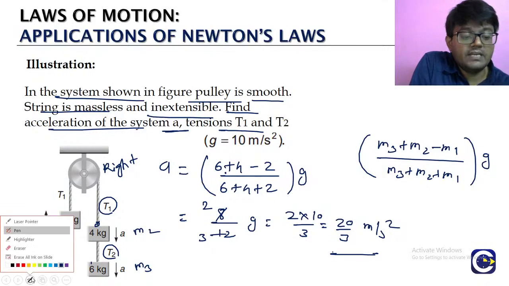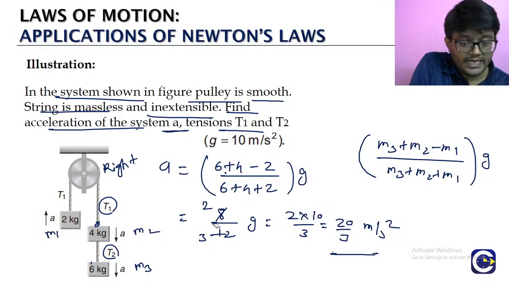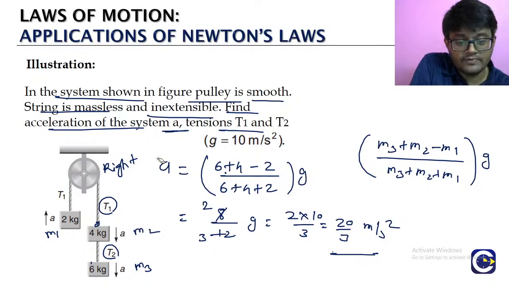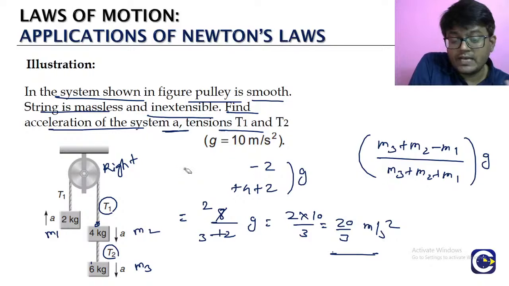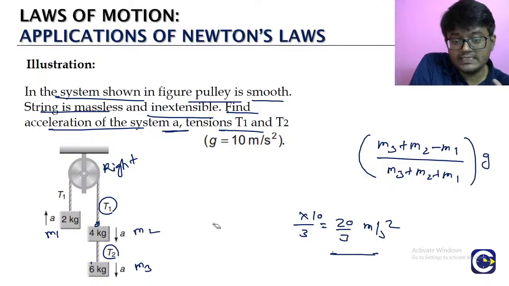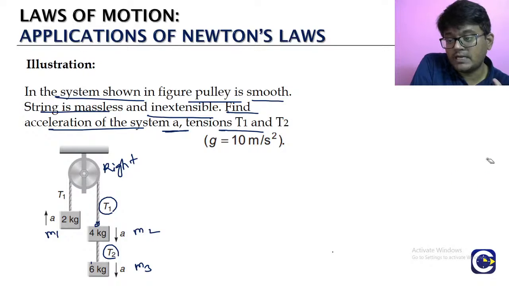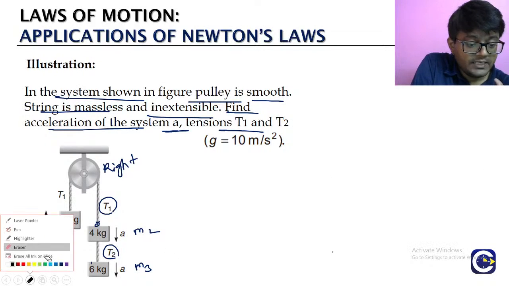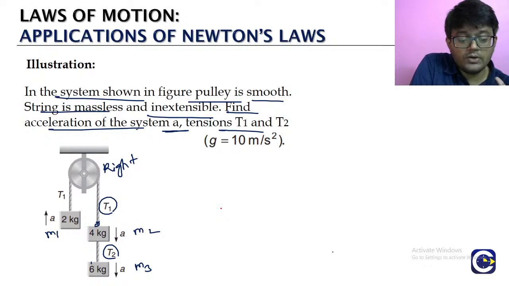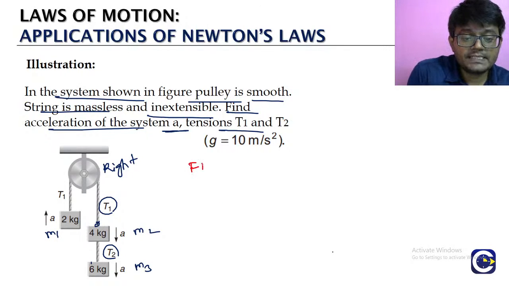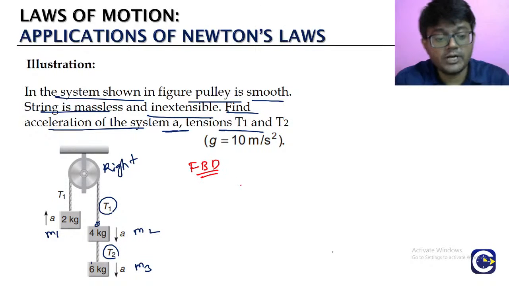So how do we get T1 and T2? Right now we straight away used that acceleration formula that we have got. But we don't have formulas derived for tensions, right? So I'll erase this part so that we can use the space. We have got the acceleration by using that ready-made formula, but we don't have the formulas for the tension. Then how are we going to approach? We will have to go to the respective objects. We look at the free body diagram.